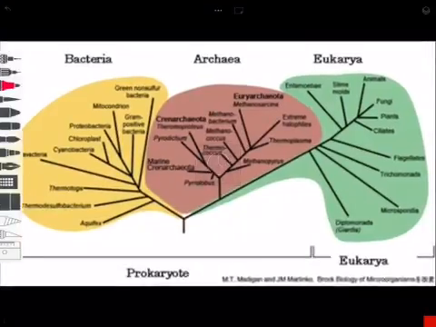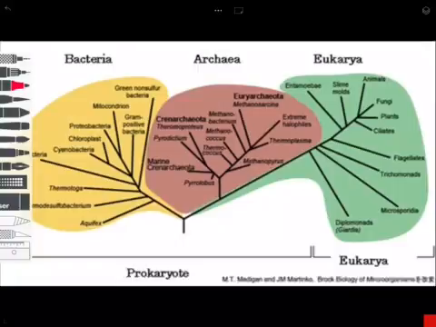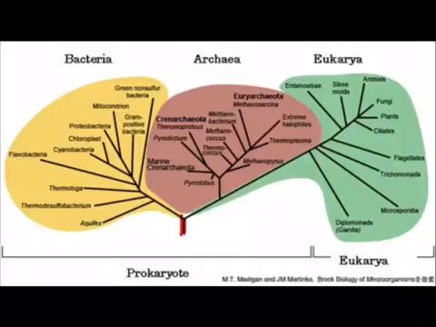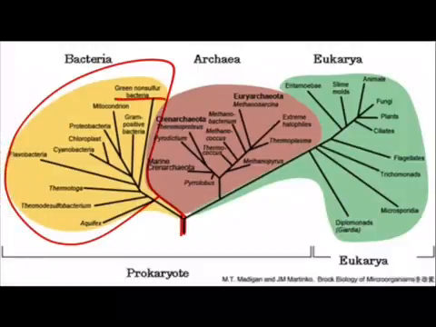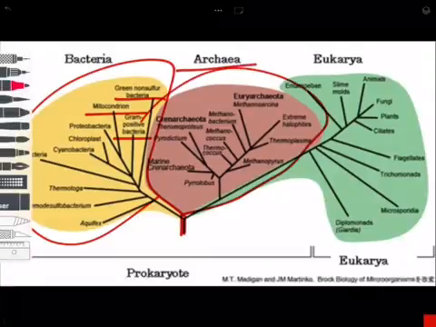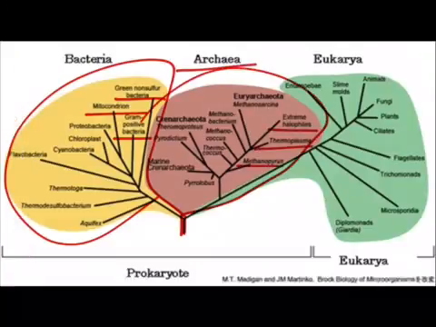And now for the last part of the presentation, I'm going to talk to you about the origins of life on Earth. As you can see, at first there was bacteria, and the subclasses of bacteria are in the yellow. And then archaea, which are also prokaryote, evolved, and the subclasses are in the red part.